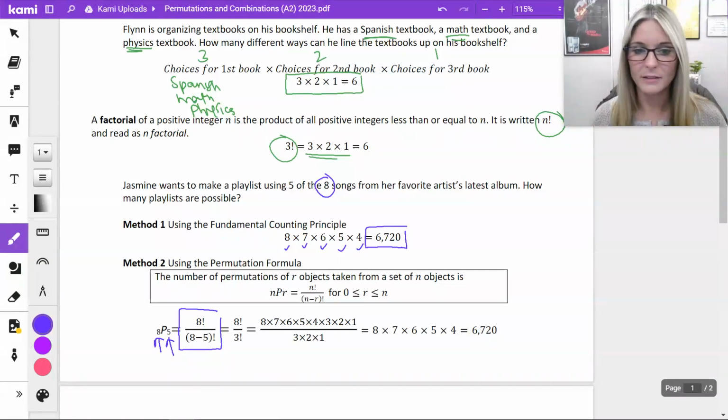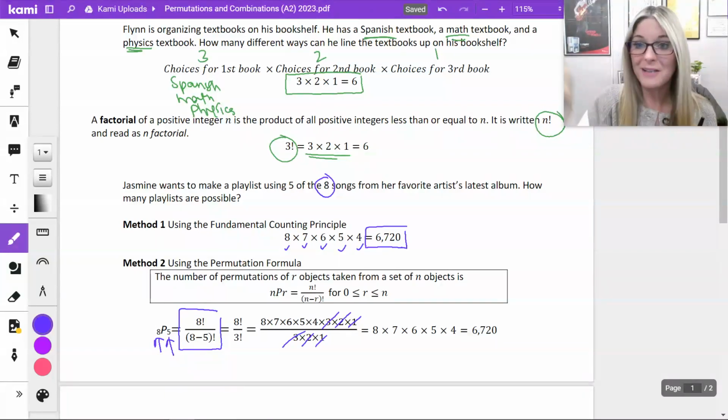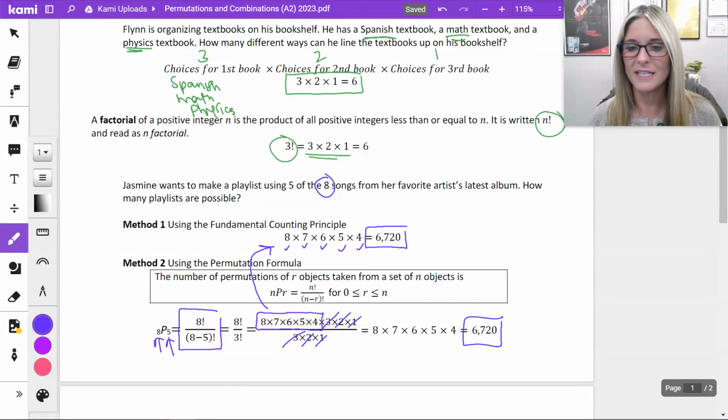Let's simplify. Let's look at this. The 3 over 3 would cancel out. The 2 over 2 would cancel out. The 1 over 1 would cancel out because 3 times 2 times 1 is 6, and in the bottom also 6. So those are going to simplify and reduce or cancel out there. And what's left here? 8 times 7 times 6 times 5 times 4, which is exactly what we saw above. And I've got it expanded out. And again, we get the 6,720. So it doesn't matter which way you look at it.